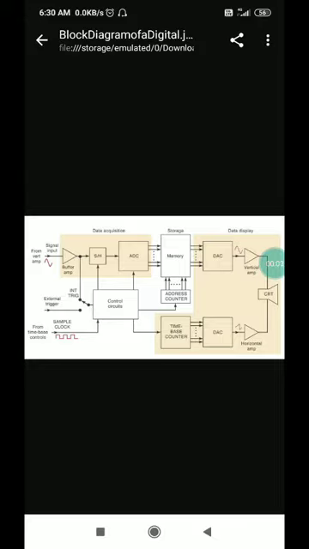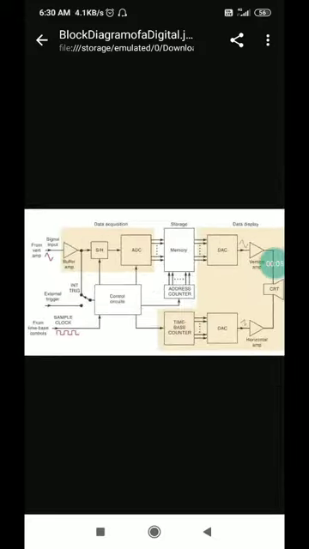Now the next part of electronic measurement system, and that is digital storage oscilloscope. There is a problem with CRO. CRO is not a storage kind of instrument. What is that storage kind of instrument? In case of CRO, what happens?